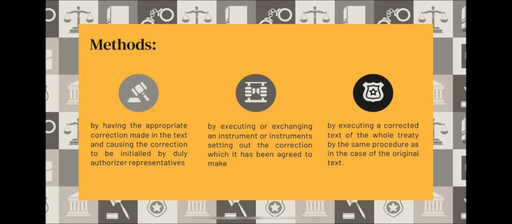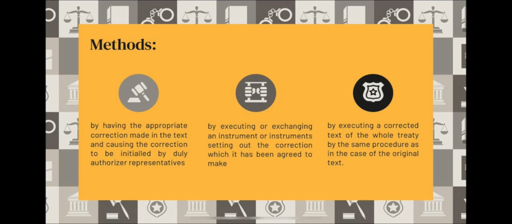Once the correction has been agreed, an authorized official of each side can then insert it in the original held by it. But if the error is more than typographical or the treaty has been published, the most prudent course is for the agreed correction to be set out in an exchange of notes.